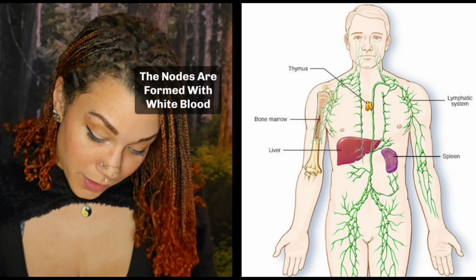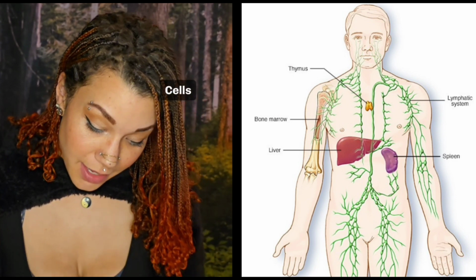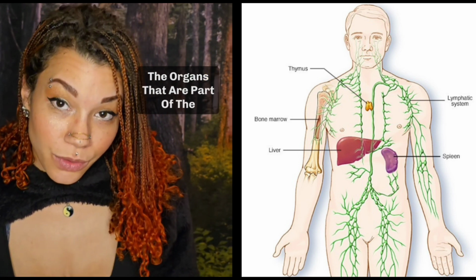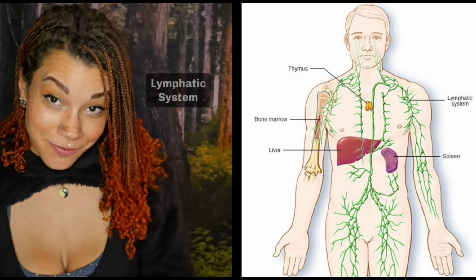The nodes are formed with white blood cells. The thymus and the spleen are the organs that are a part of the lymphatic system.